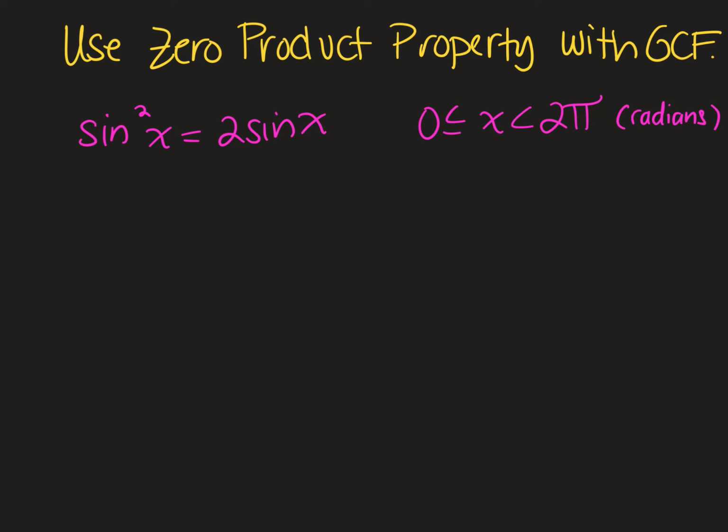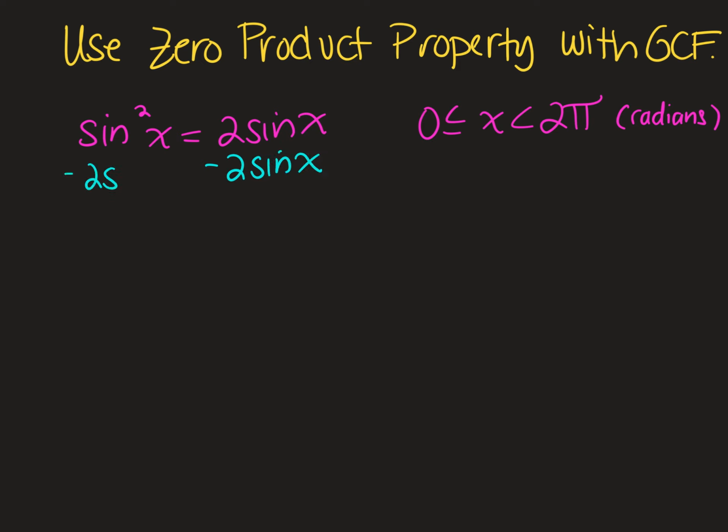So what do you think I can do to maybe get this 2 sine of x on the same side as sine squared of x? What would we do with that? If I wanted to move 2 sine of x to the other side, dividing it would give me a 1 here, and then I'd have a fraction. I don't like fractions if I can avoid them. Subtract, yeah. So let's subtract it.